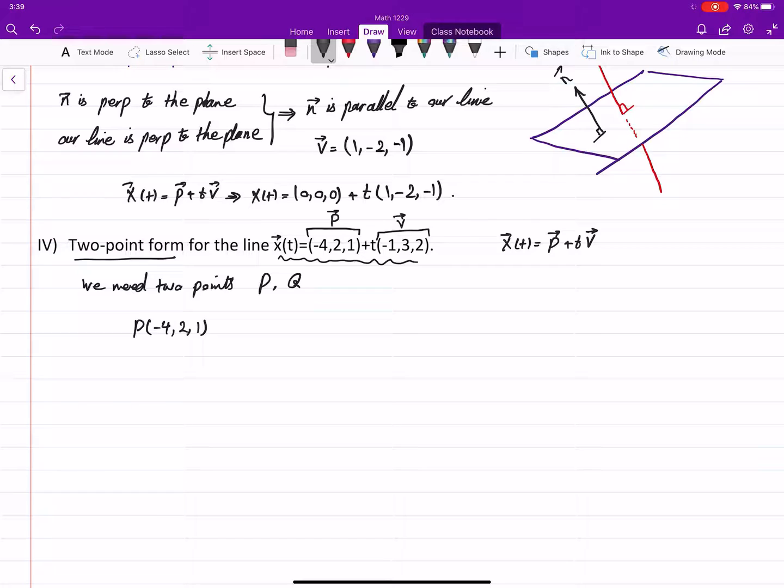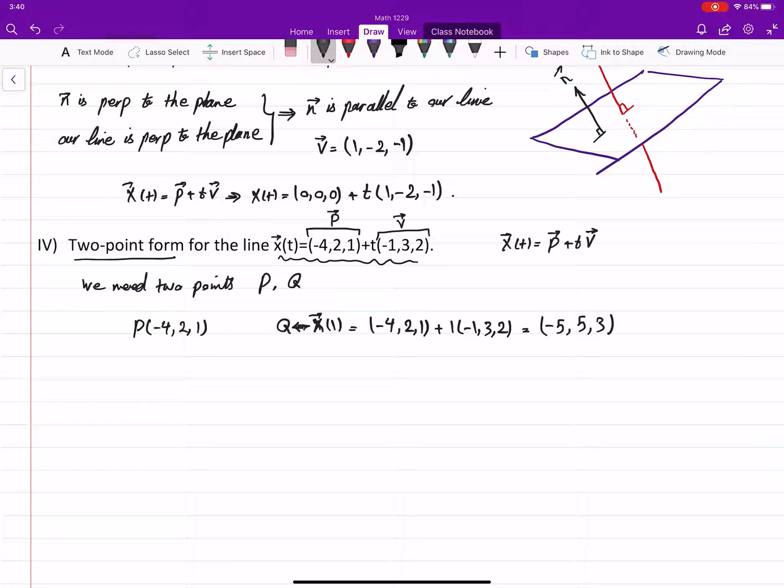So this right away tells us this is one point. How about the second point? For the second point of this line, you can set t to be any number and then find x(t) for that specific t. Just exclude 0. Any t but 0 will give you another point on that line. But specifically, it's better to find x at 1. x at 1 will be (-4, 1, 1) plus 1 times (-1, 3, 2), which gives us (-5, 5, 3).